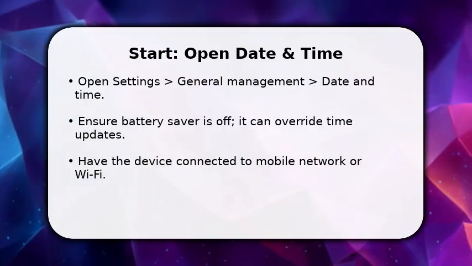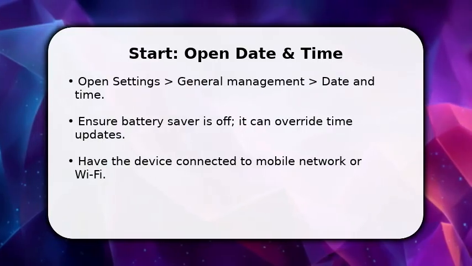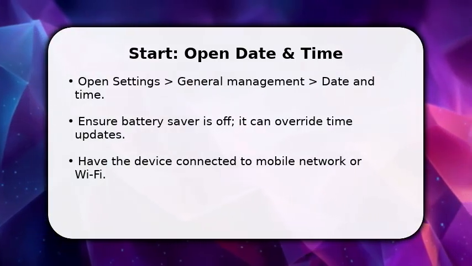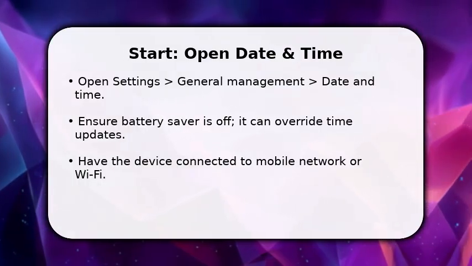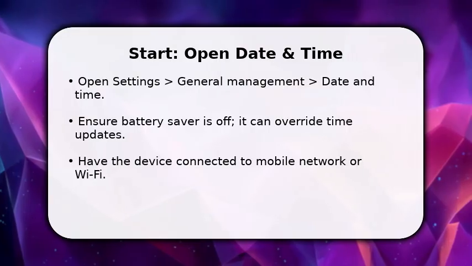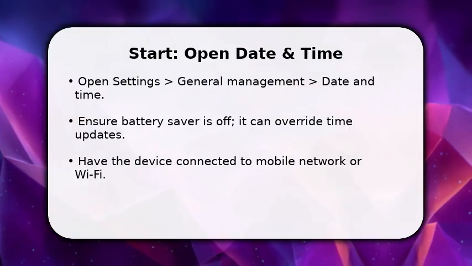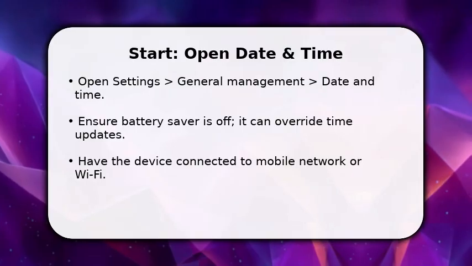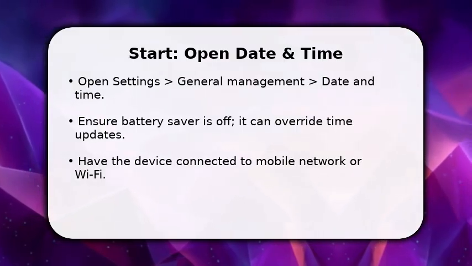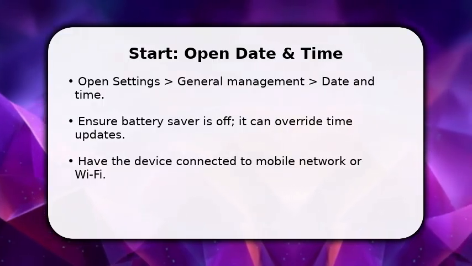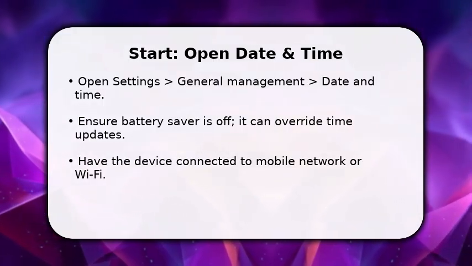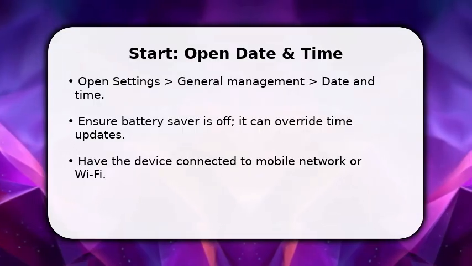You begin by going straight to Settings and tapping General Management, then Date and Time. You need to act now. Turn off any battery saver because it may delay system changes. Once done, make sure you have a network connection, either mobile data when roaming or Wi-Fi, so the phone can validate manual entries when you change them. You're not setting the aesthetic clock yet. You're preparing the system so manual time and zone will stick while roaming.